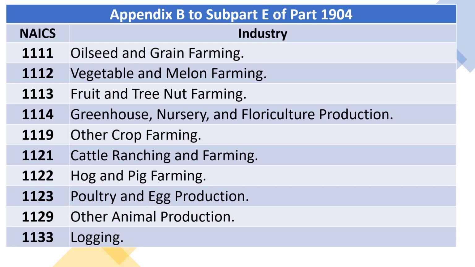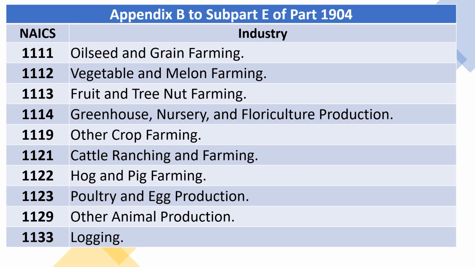1111. Oilseed and grain farming. 1112. Vegetable and melon farming. 1113. Fruit and tree nut farming. 1114. Greenhouse, nursery, and floriculture production. 1119. Other crop farming. 1121. Cattle ranching and farming. 1122. Hog and pig farming. 1123. Poultry and egg production. 1129. Other animal production.